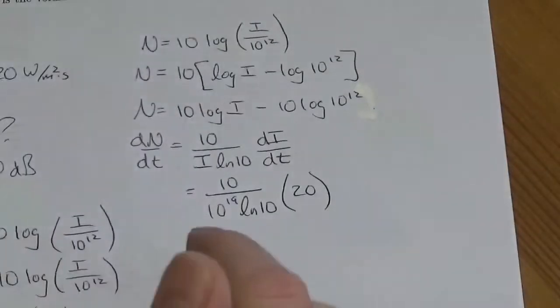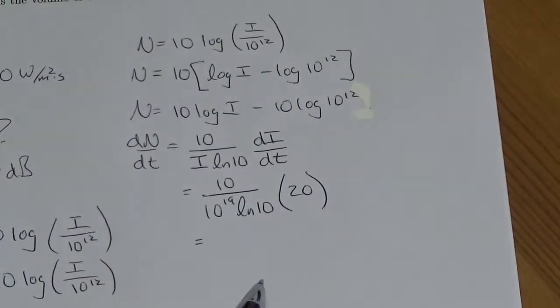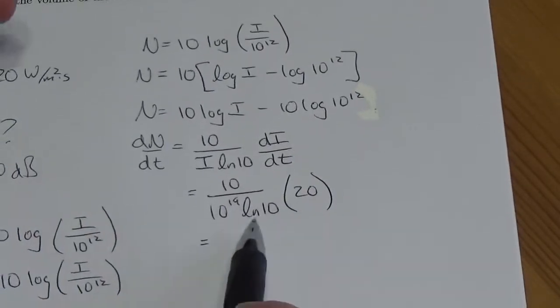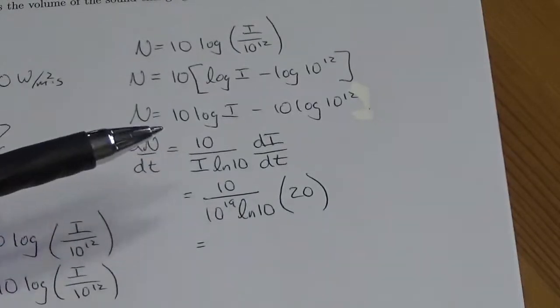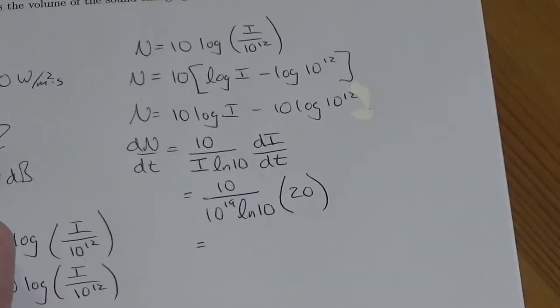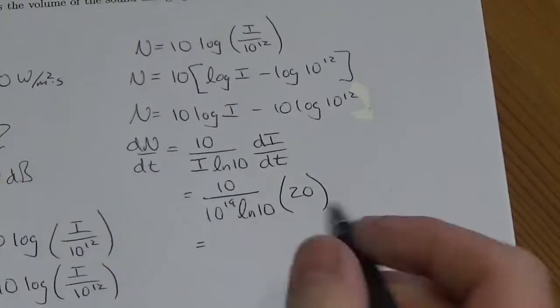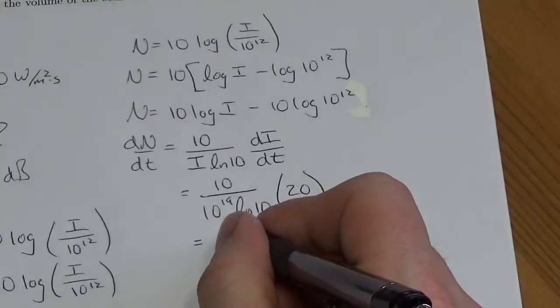Okay, now we got that huge number down there, so I expect this number is going to be pretty small when we put this all together. But with that natural log of 10 here, let's figure out what this is going to be. So 10 divided by 10 to the 19. There's a natural log of 10 in there. And then I'm going to multiply by 20. And we get this ridiculously small number here.